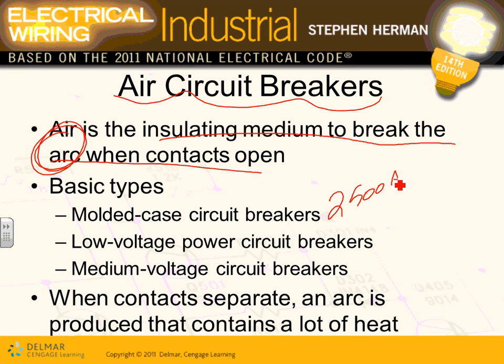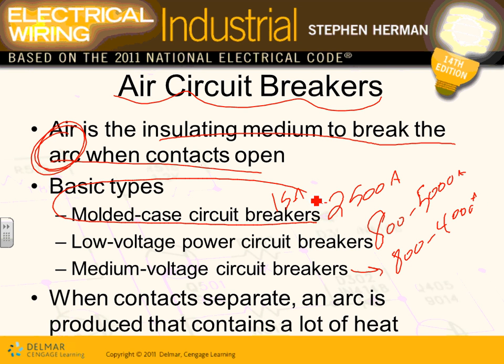You can get them up to different voltages. Low voltage power circuit breakers, you're talking about 800 amp all the way to 5000 amp. This one is from 15 amp to 2500 amp. Medium voltage circuit breakers, the same thing, probably from 800 amp to 4000 amp or so. So these are the air circuit breakers that you can handle. Adam, most of the time you guys are going to deal with molded case circuit breakers or power circuit breakers.